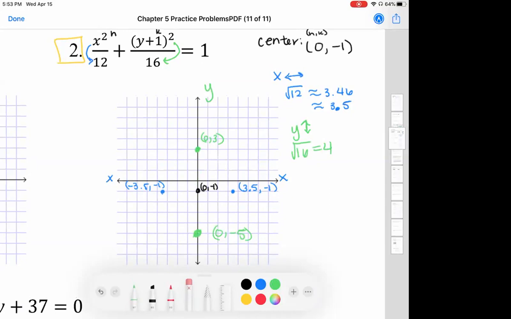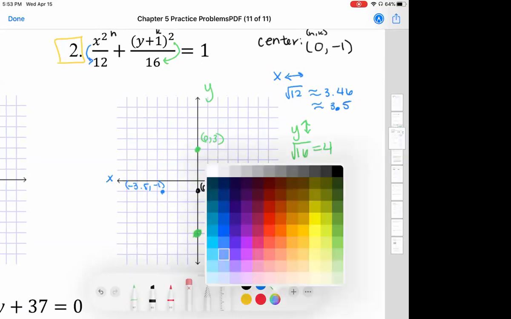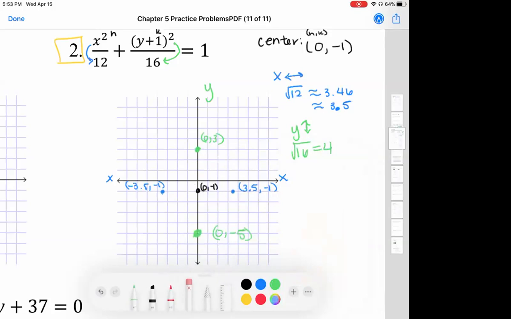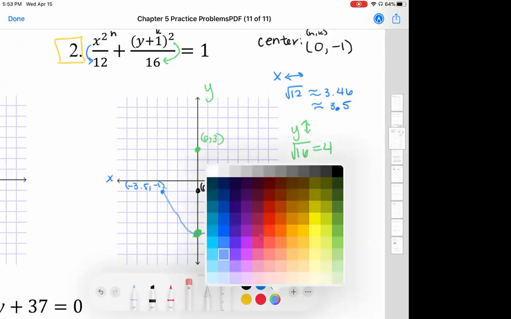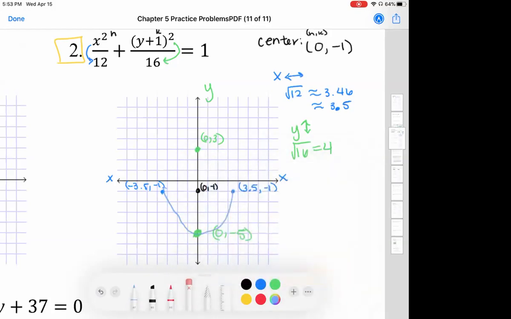So if I connect this, I get my image of my ellipse. So my ellipse looks like this. I try to make it as pretty as possible, but my ellipses always look not very nice. This is the hardest part for me. I failed.